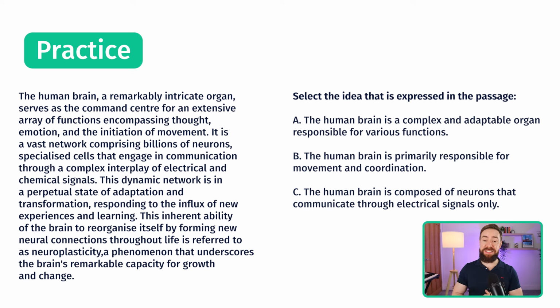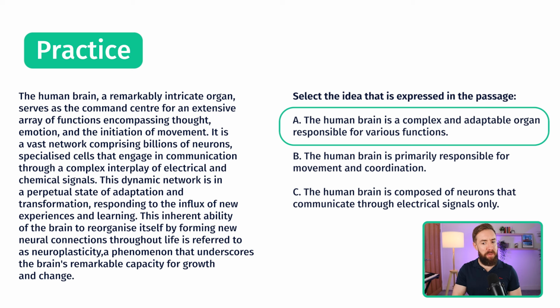So, which answer was correct? A, B, or C? The correct answer was A. The human brain is a complex and adaptable organ responsible for various functions. This one gives the big picture about what the brain does, so that's why it's correct.